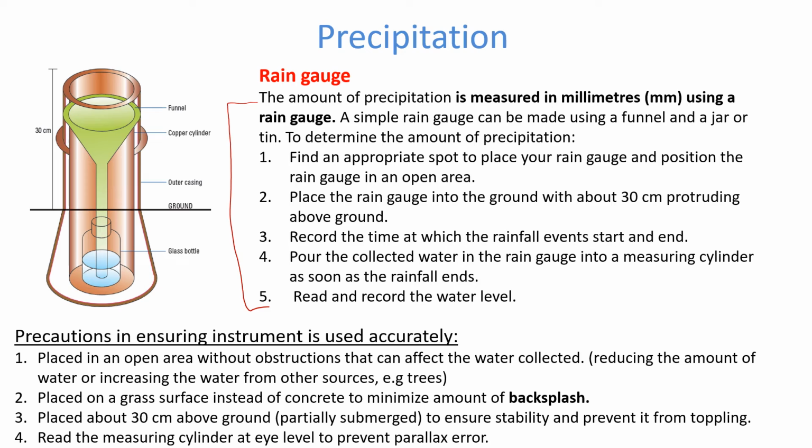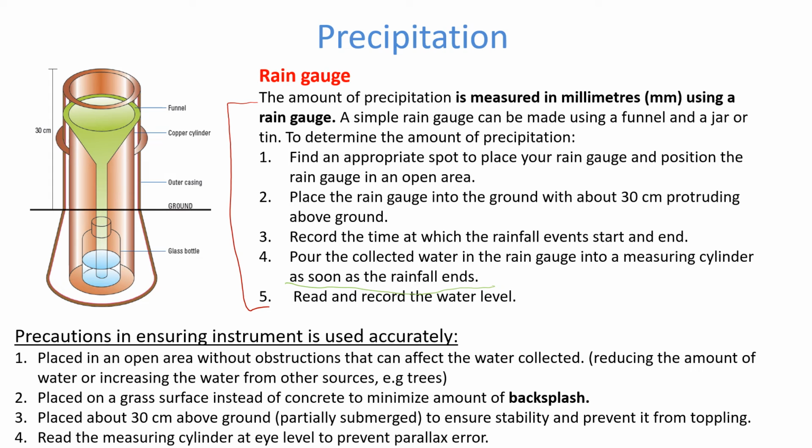The thing to take note of in the collection of rainfall data is that it should be done as soon as the rainfall event ends to prevent any evaporation of rainwater that can affect the accuracy. Apart from that, other precautions will include that the instrument be placed in an open area without obstruction.